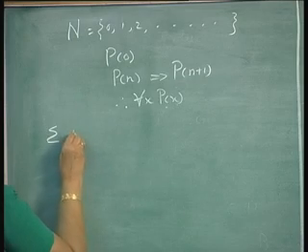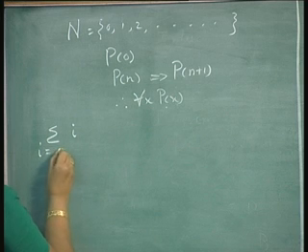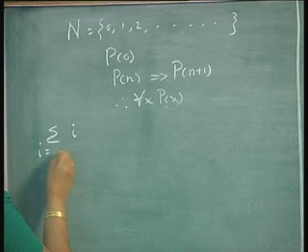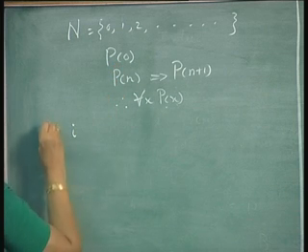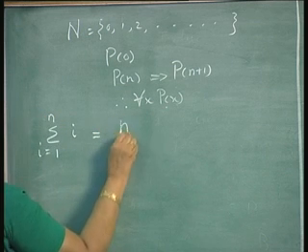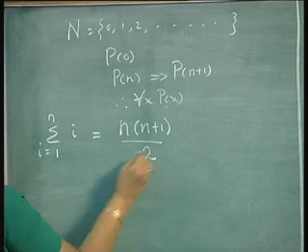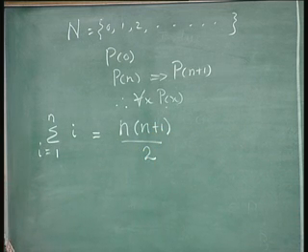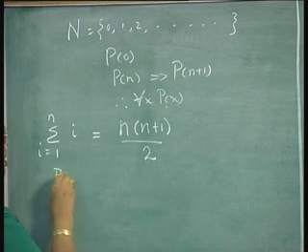Sigma i, again you can take 1 to n, but you can take 0 also. If you take 1, it will start from 1. Let us take sigma i for i equal to 1 to n, which is n into n plus 1 by 2. Take the basis 1, what can you say? Even if you take 0 it will hold, but let us take 1. What is P(1)?